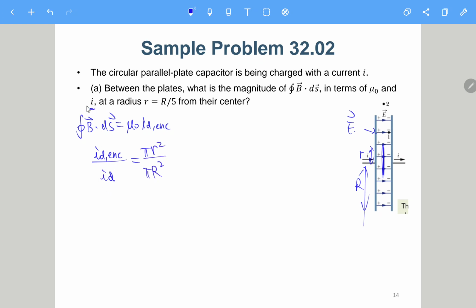So this is the whole current. This is actually I, the whole current for the cross-section area, but here we only consider the inner part, because we would like to calculate this at small r equals capital R over 5. Okay, so ID enclosed equals pi r squared. We assume that all the E field is uniform. So in that case, we have ID enclosed equals I times small r squared over capital R squared. Pi and pi will cancel each other.